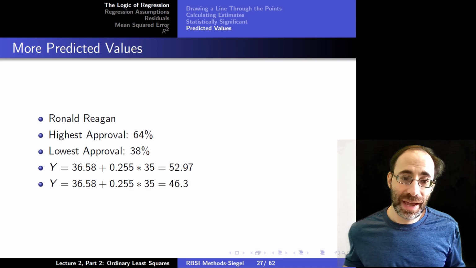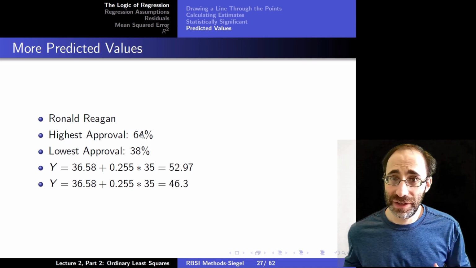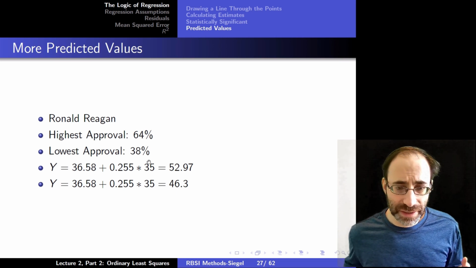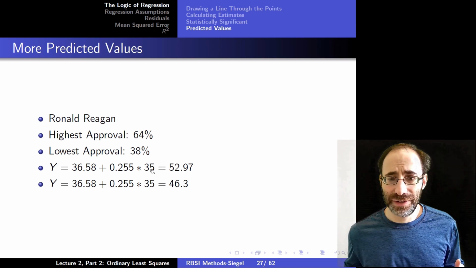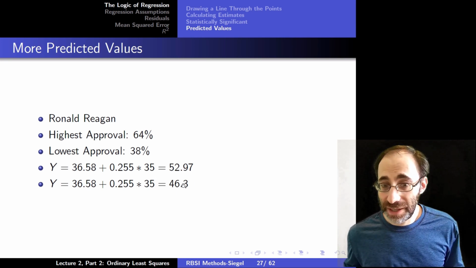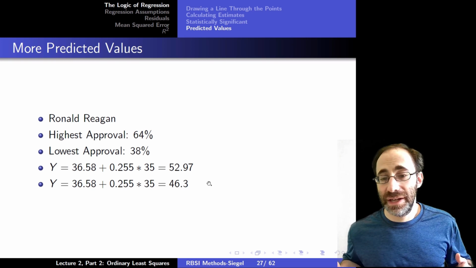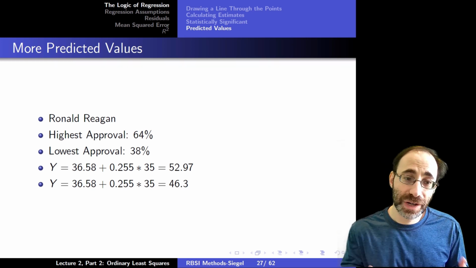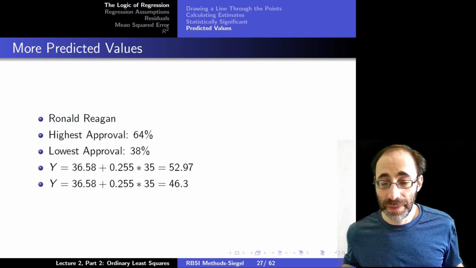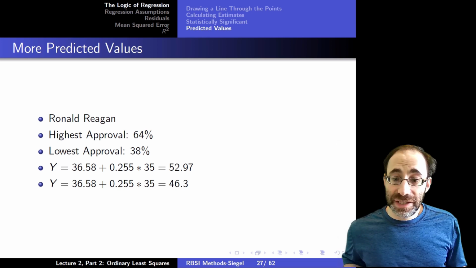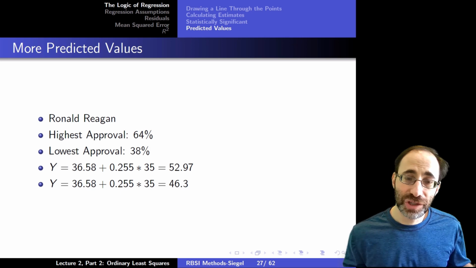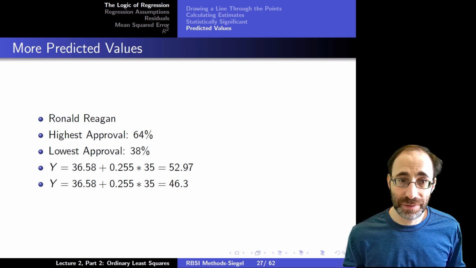We can do the same thing with Reagan. Reagan had a little higher lowest approval and a significantly lower highest approval. Plug the same things in again, and I don't know why I have 35 here. They should both be 64 and 38, sorry. And you get 53% and 46.3%. So what we're seeing here is a much lower shift in partisanship corresponding to a lower overall range in approval ratings. So again, these predicted values get us a sense of how much the dependent variable changes with realistic changes in the independent variable.